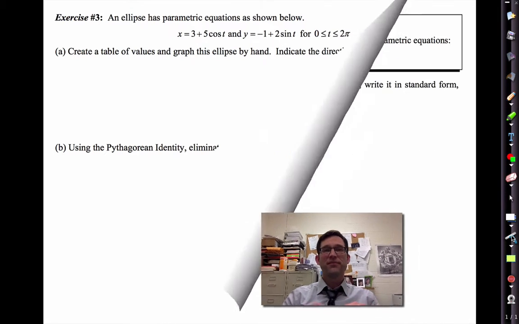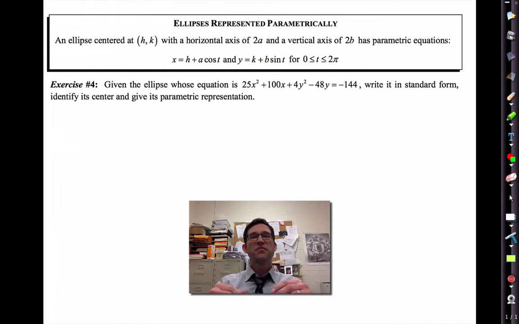All right, let's go on to the next problem. There it is. Everything summarized for you with a lot of letters, right? An ellipse centered at h comma k with a horizontal axis of 2a and a vertical axis of 2b has those parametric equations. So let's do one final beast. It says, given the ellipse whose equation is 25x squared plus 100x plus 4y squared minus 48y equals negative 144, write it in standard form, that's the way we just wrote it, identify its center, and give its parametric representation.